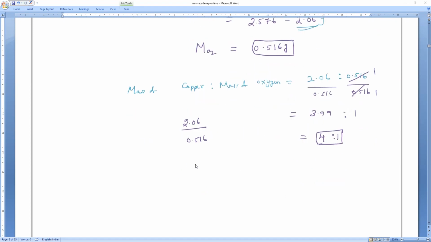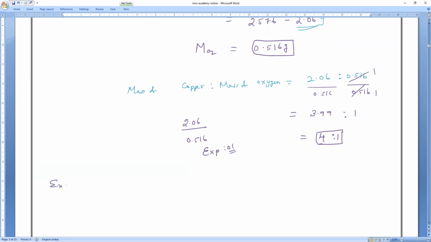Clear? Try it. Everybody do it. Yeah, 4 is to 1. Clear? Now, what is the mass of copper and mass of oxygen ratio? Everybody? How much? 4 is to 1. In which? Yeah, this is experiment number 1. So EXP1, this is what we got.